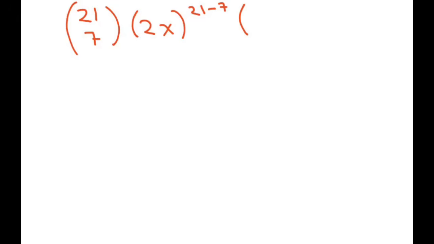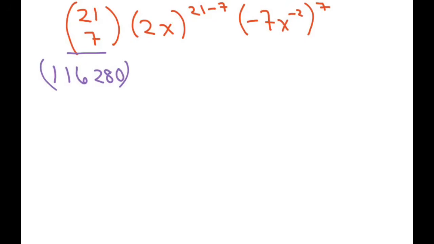Now I'm merely going to plug my r back into this equation and then solve. So let me write it again. We have 21 choose 7, my a is 2x to the 21 minus 7, and my b was negative 7x to the negative 2, to the 7th. Simplifying this, I put it in the calculator, and I got 116,280.